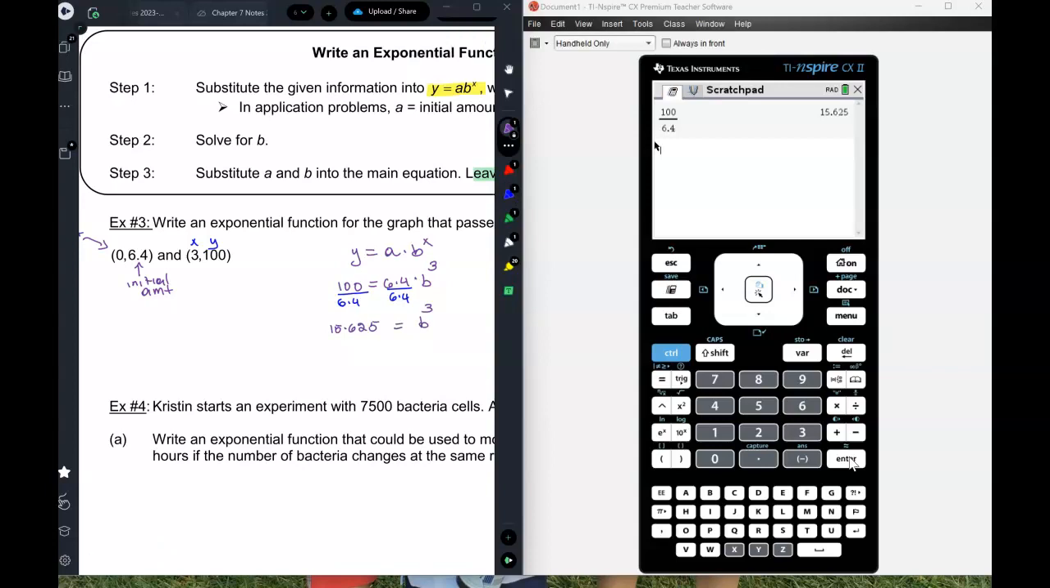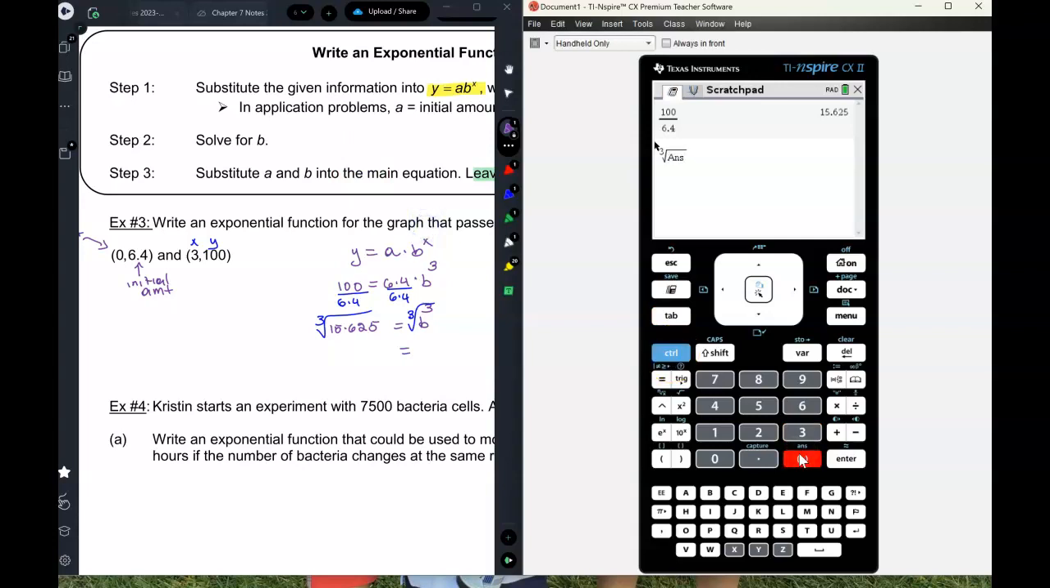Okay, now to solve for b, what am I going to do? Cube root. Okay, I understand right now we got 15.625. That's a rational number, but most of the time you'll get something that's irrational that never ends. So this is very, very important. You are not going to round in the calculator. So here you're going to do the cube root of the previous answer. So you're going to do second answer.